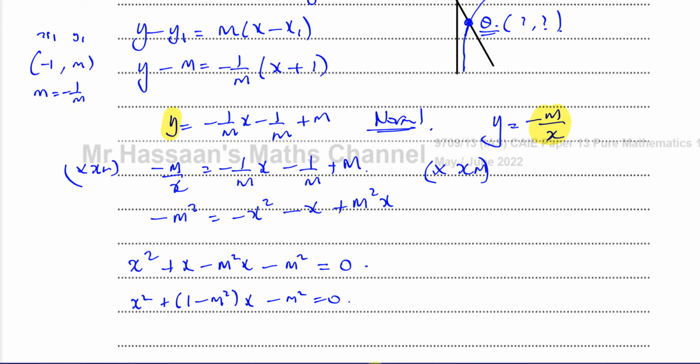Now, it might seem a bit odd to try to solve this by factorizing, but that's what I'm going to do at first. If it works, fine. If it doesn't work, we can use the quadratic formula, where a is 1, b is 1 minus m squared, and c is minus m squared. We need to solve this equation to find the value of x for which this equation will be true.